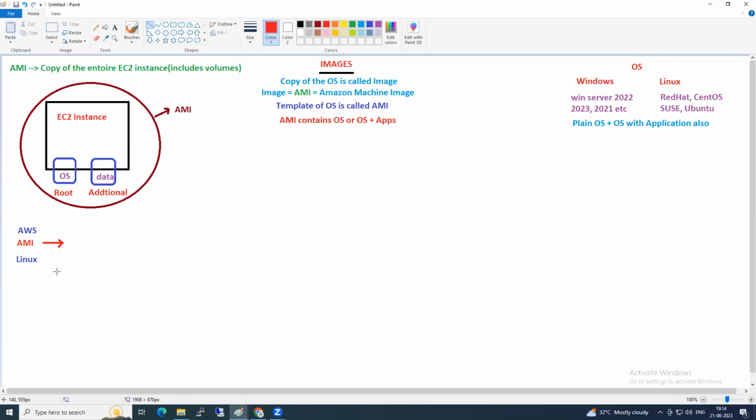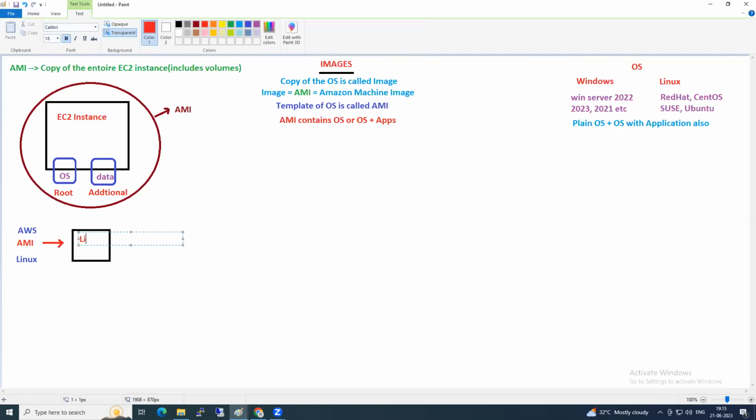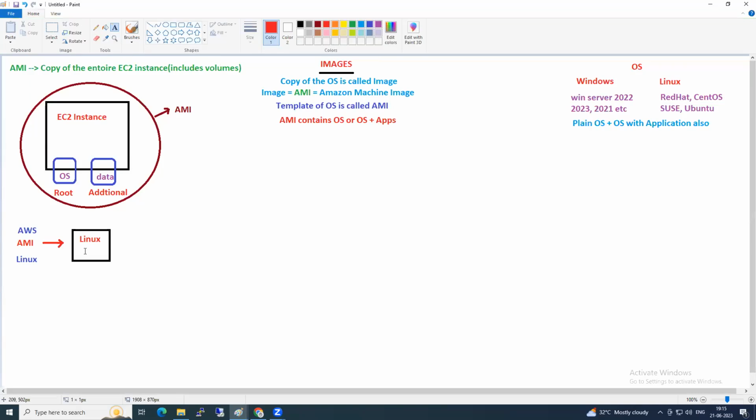I have an EC2 instance. Can I create an image out of it? From this image, again, what do I create? EC2. From EC2, again, what do I create? Image. From image, what do I create? EC2. So I have an image here. Can I go and launch an EC2 instance from it? Yes. I went and launched the EC2. So this contains the Linux OS, correct? Okay.